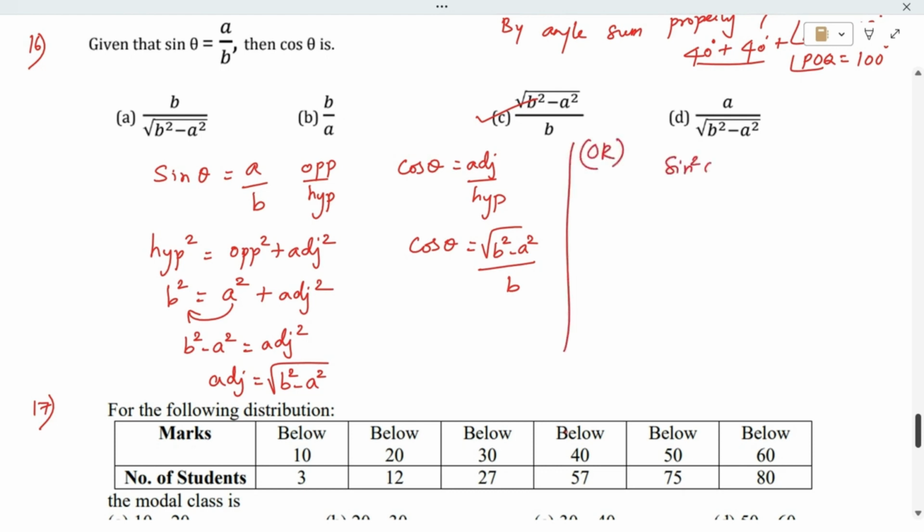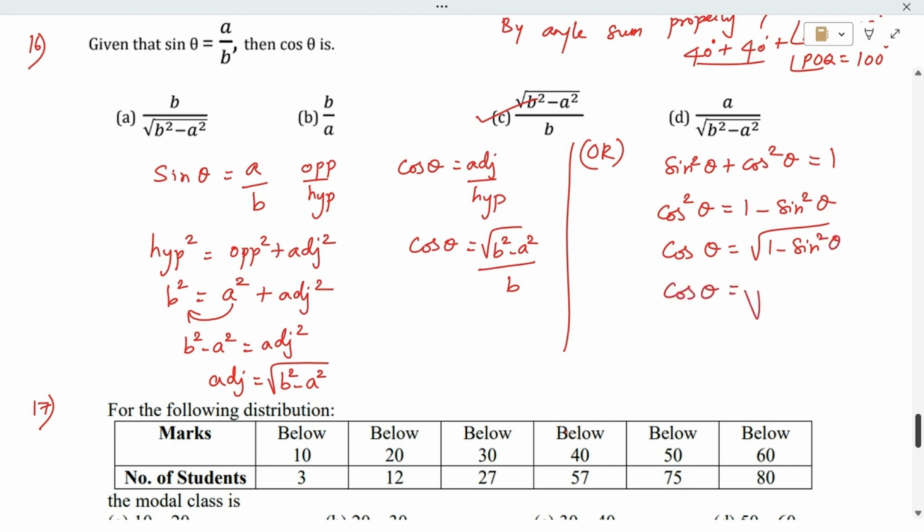I know sine square theta plus cos square theta is equal to 1. Okay, I need to find cos theta. So bring sine square theta to the other side. So cos square theta is equal to 1 minus sine square theta. And if I want to take the square to the other side, it becomes square root of 1 minus sine square theta.